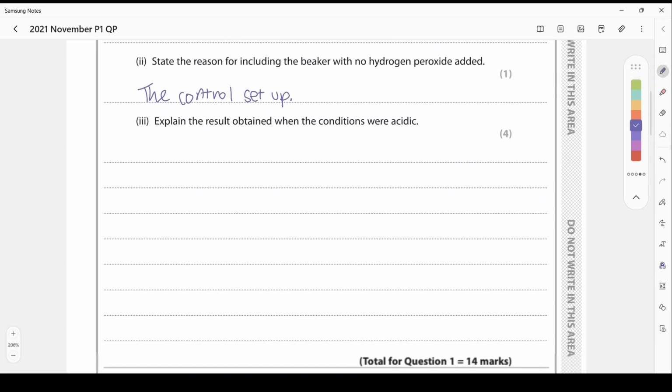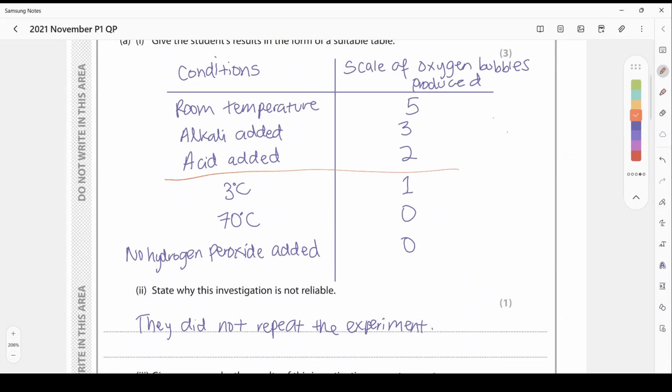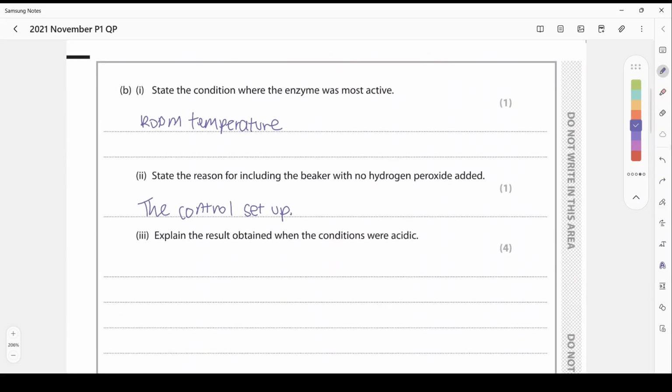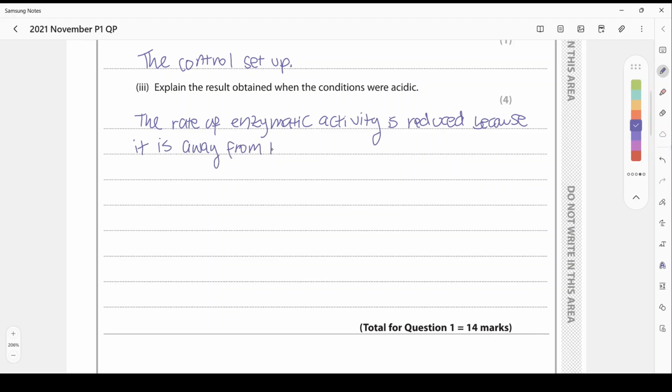And then lastly, part 3, explain the result obtained when the conditions were acidic. So if we scroll back up, in acidic conditions, the oxygen bubbles produced is 2 out of 5, which means the rate of reaction has decreased. And I mentioned this earlier, but when an enzyme is away from its optimum pH, it might become denatured. So we can say the rate of enzymatic activity is reduced because it is away from its optimal pH.